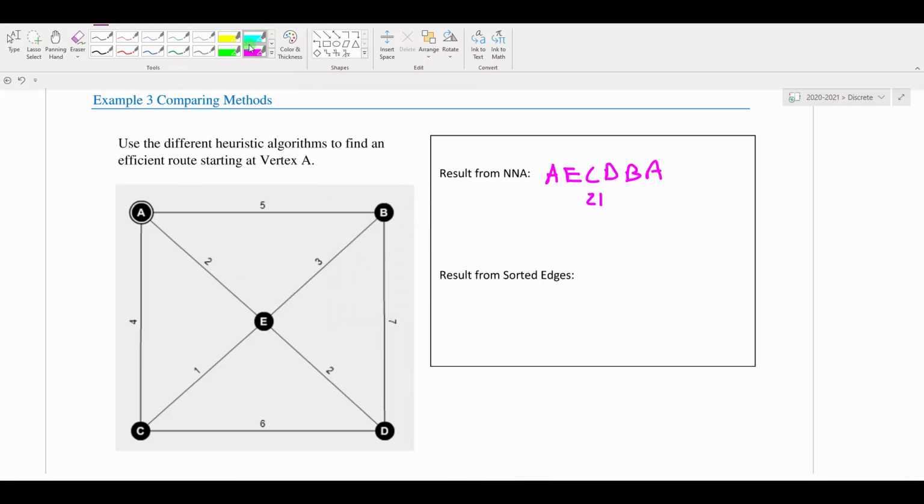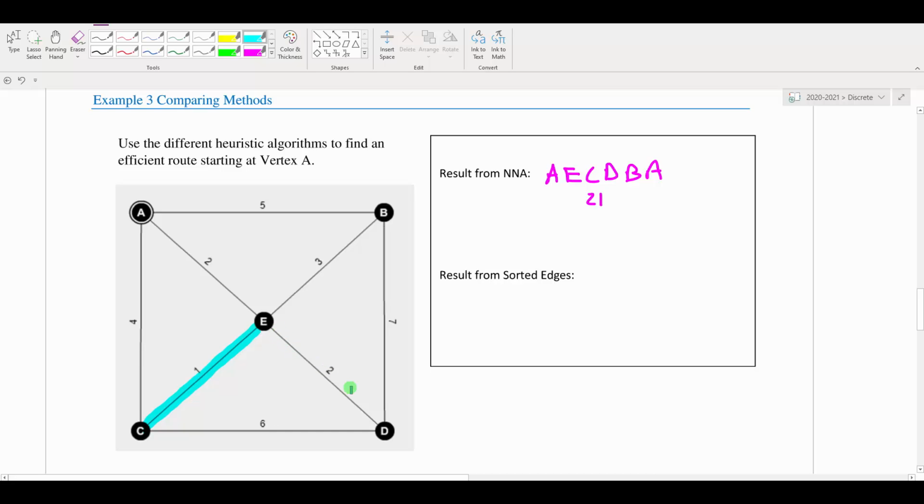Okay, so I'll grab my highlighter, and again, it doesn't matter where you start, right? We just go and find the cheapest edge that is in the graph for sorted edges. So we have a 1 here. Okay, so that gets added to my circuit. Now you guys might be thinking, the next cheapest edge is a 2. Right? And I have two 2s. So which one do I do? Technically, you're supposed to do both of them.